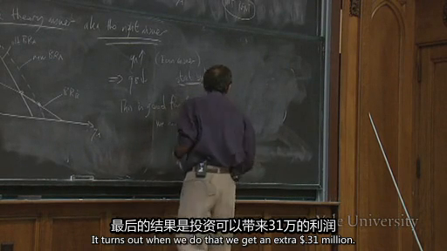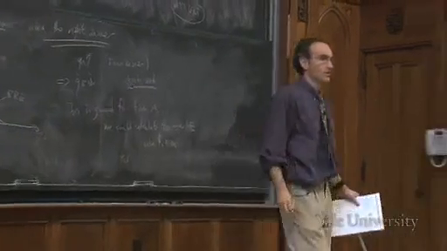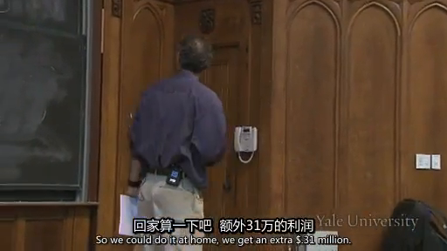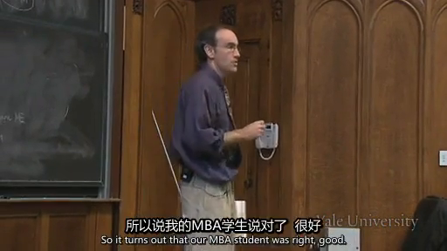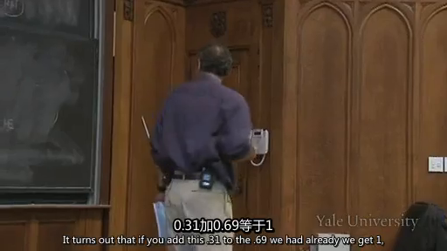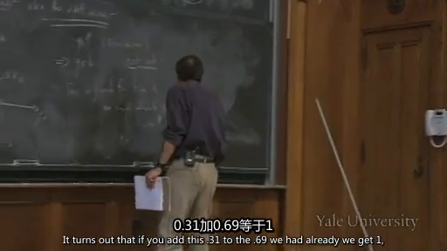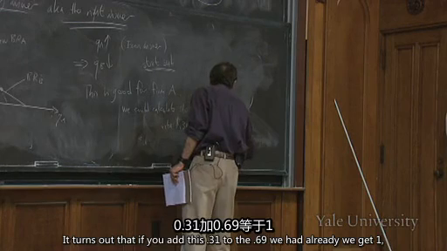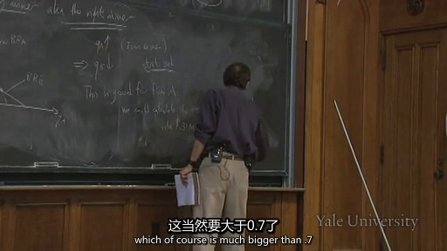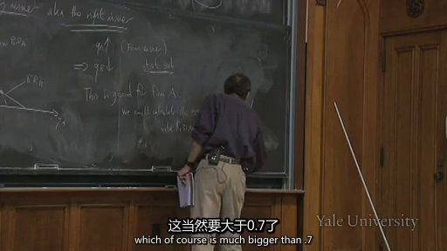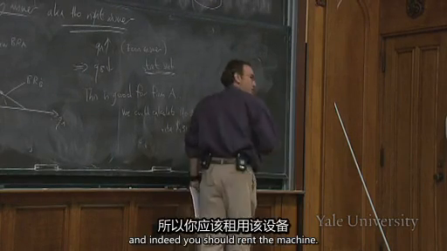It turns out when we do that, we get an extra $0.31 million. All right, so we can do it at home. We get an extra $0.31 million. So it turns out that our MBA student was right. Good. It turns out that if you add this 0.31 to the 0.69 we had already, we get 1, which of course is much bigger than 0.7, and indeed you should rent the machine.